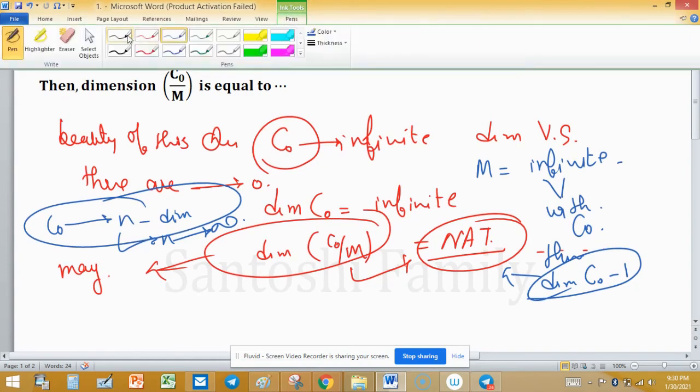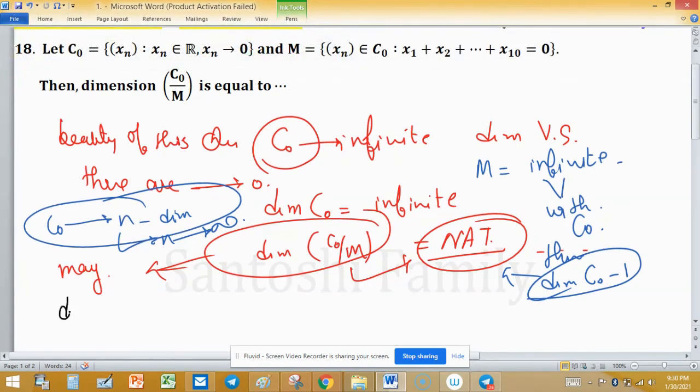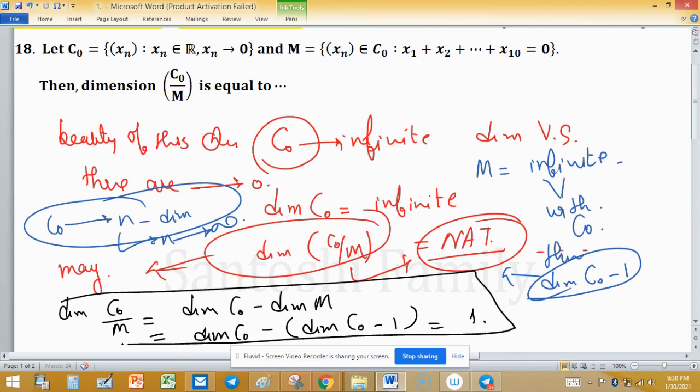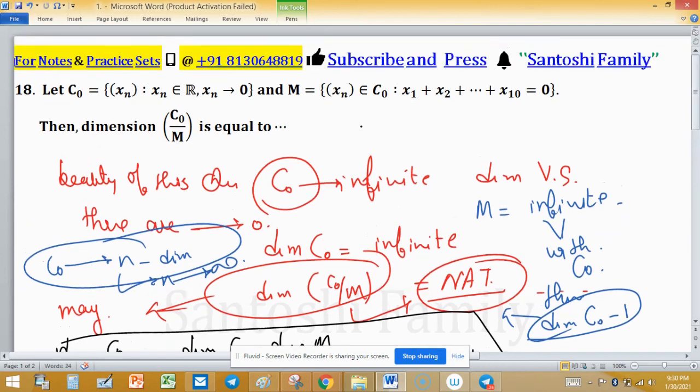Now come to the dimension of C naught over M. As this is a quotient space, the dimension of C naught over M will be the dimension of C naught minus the dimension of M. The dimension of M is the dimension of C naught minus 1, so the difference is 1. So the answer to this problem is 1, and the beauty of this question is in how the spaces C naught and M are defined.